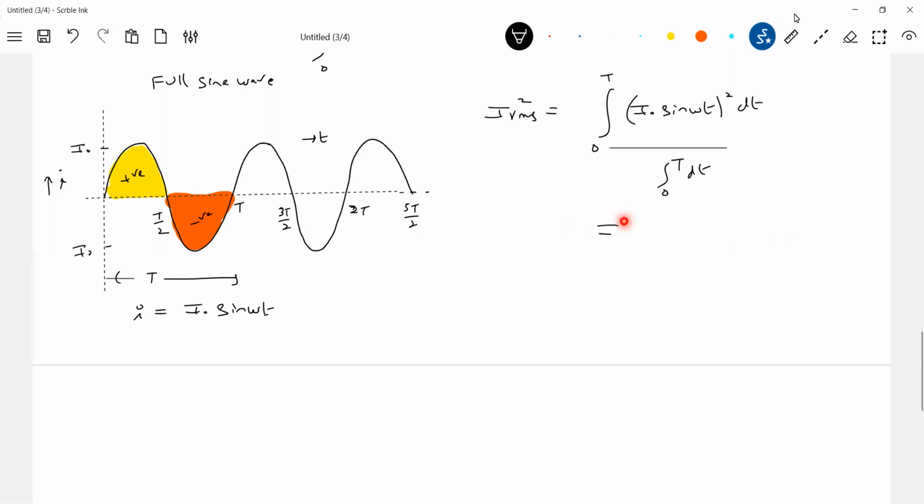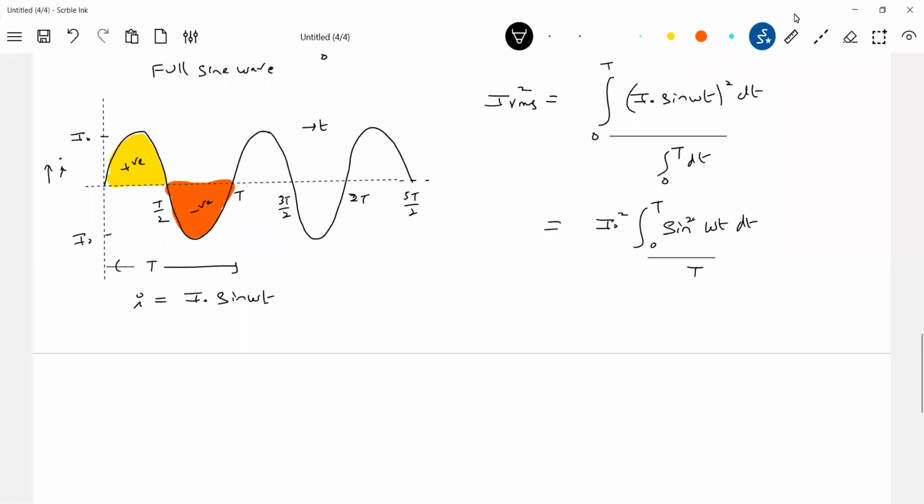Before that, go back to the mathematics. What is the value of this one? Sine theta for a full cycle, 0, no? Sine square theta, 1 by 2. Take help of the basic mathematics that you know. I naught sine square omega t dt. And this will be the integral. I naught square, you take it out.